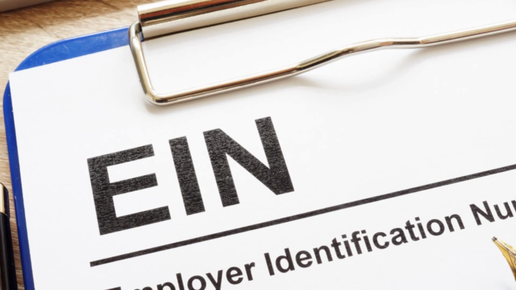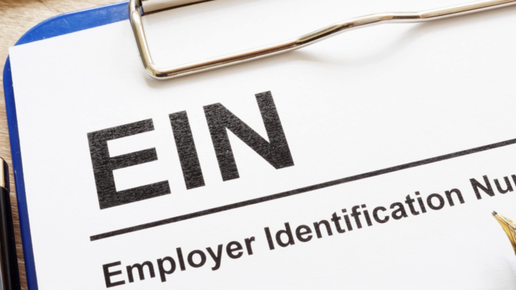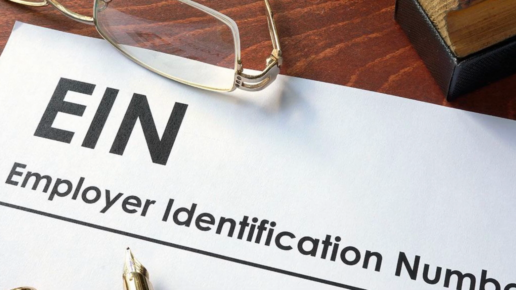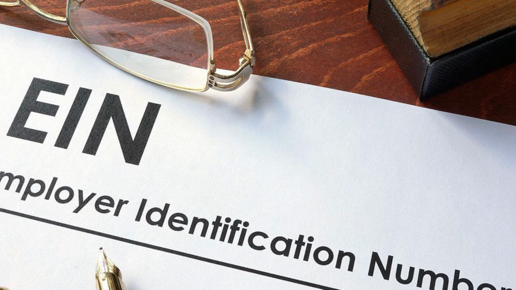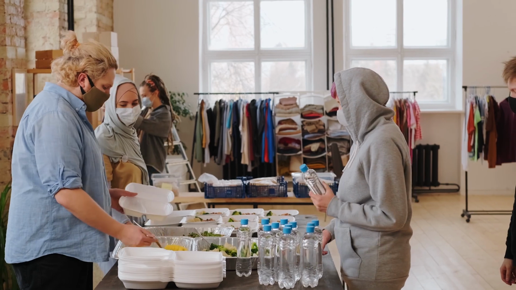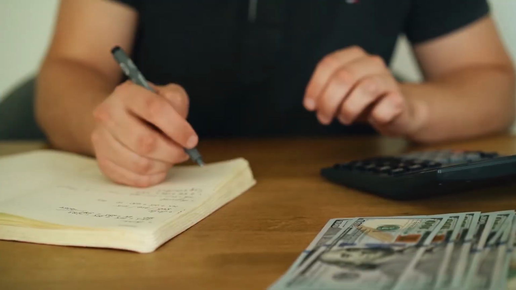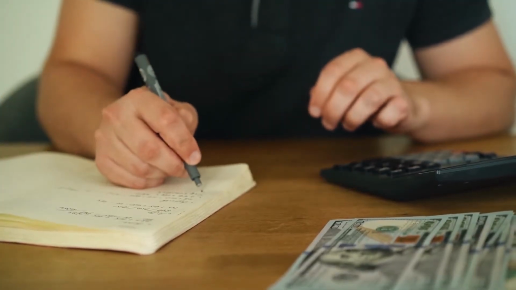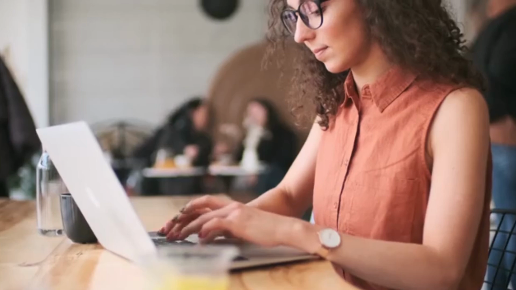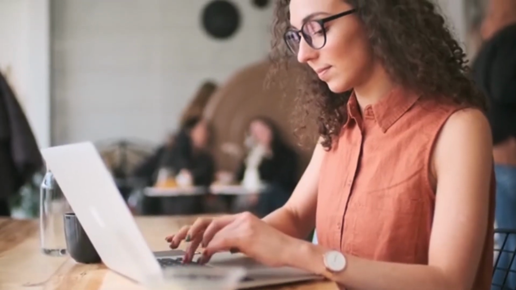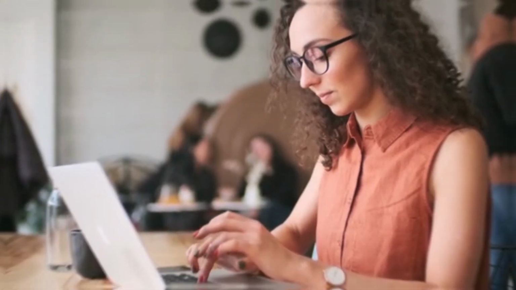5. Obtain an Employer Identification Number, EIN. An EIN is a 9-digit number assigned by the IRS to businesses and organizations. You'll need an EIN to file taxes, open bank accounts, and hire employees. Apply for an EIN online through the IRS website.